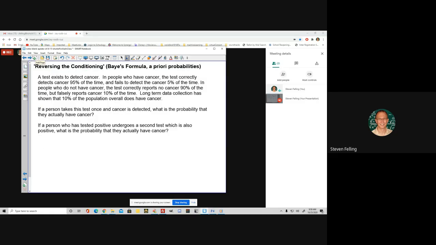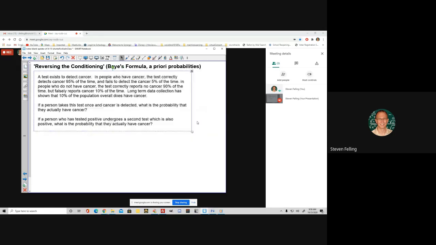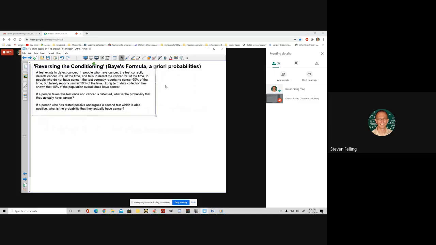Let's say that we have this situation here. So I'm going to make this much smaller. So let's say a test exists to detect cancer. And in people who have cancer, the test correctly detects it 95% of the time, but it fails to detect the cancer 5% of the time. In people who don't have the cancer, the test correctly reports 90% of the cases as not having it, but there's a false positive 10% of the time.